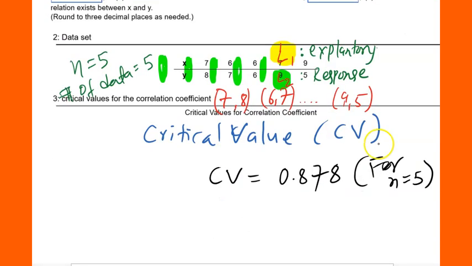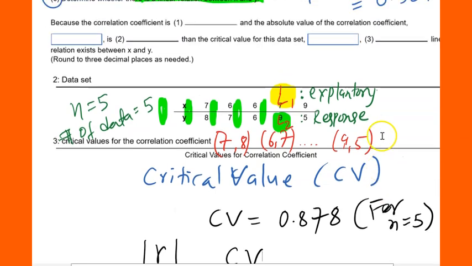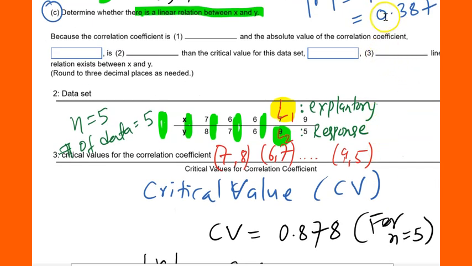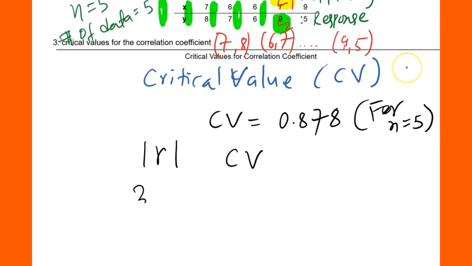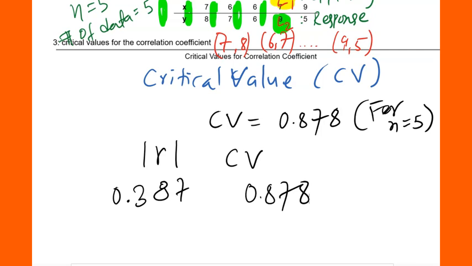Let's compare the absolute value of R with the critical value. What is the absolute value of R? 0.387. What's the critical value? 0.878. That means the absolute value of R is less than the critical value. You can see the absolute value of R is less than the critical value. That means there is no linear relationship.